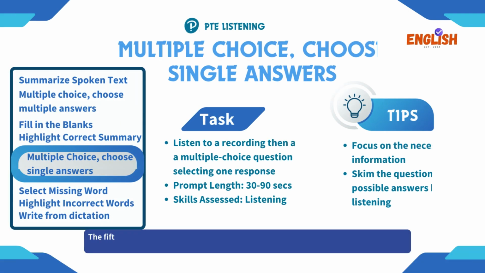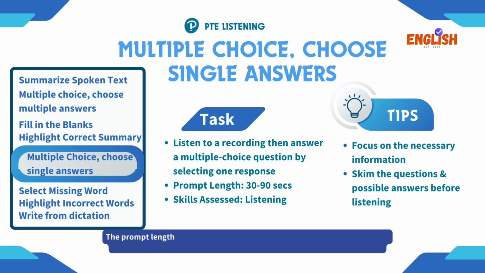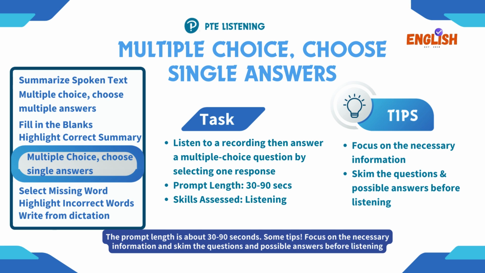The fifth question type is multiple choice, choose single answers. In this task, you must listen to a recording, then answer a multiple choice question by choosing one response. The prompt length is about 30 to 90 seconds. Some tips: focus on the necessary information and skim the questions and possible answers before listening.